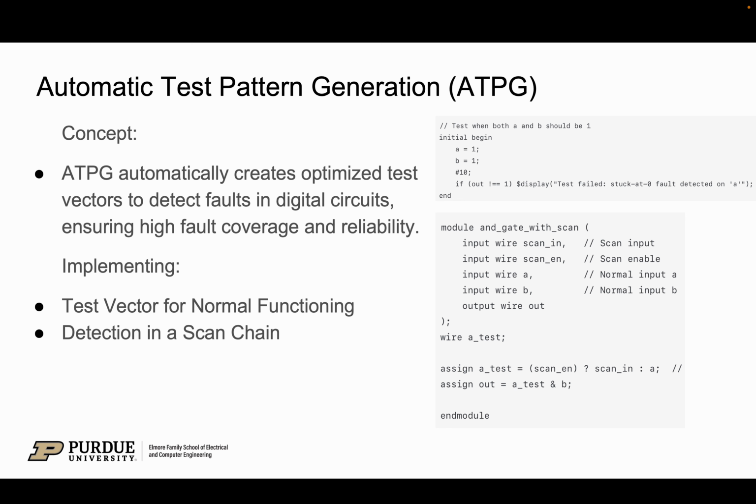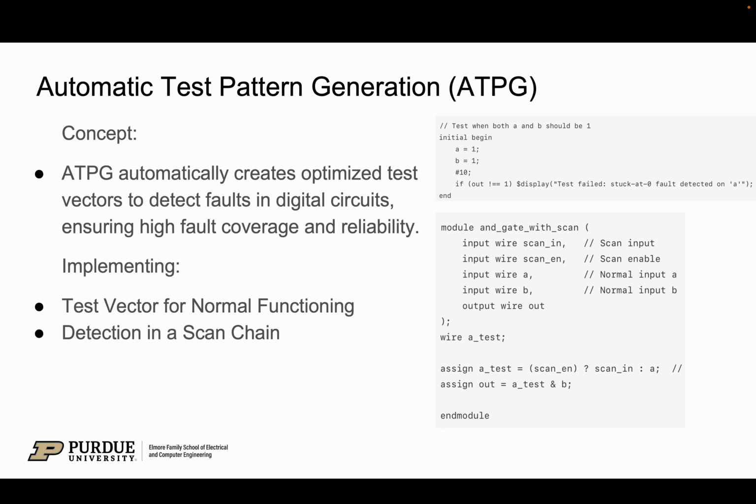After the scan insertion and synthesis, we move to ATPG, or Automatic Test Pattern Generation. This is a tool that automatically creates optimized test vectors to detect faults in digital circuits, giving us high fault coverage and reliability. The goal is to simulate how the circuit would behave in both normal and faulty conditions, then generate input patterns that expose those faults at the output. On the right, it shows how ATPG identifies a fault list, generates a test pattern for each fault, and then optimizes the final pattern set. This process helps us reduce both test time and cost by minimizing the number of patterns while still covering as many faults as possible.